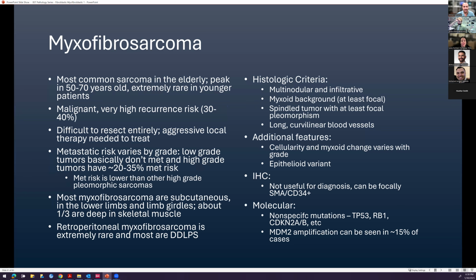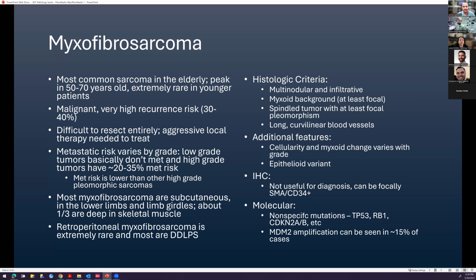So myxofibrosarcoma, most common sarcoma in the elderly, right? So they're going to be in patients usually kind of 50s to 70s. It's extremely rare in younger patients. Anything younger than 30s, I really caution against it. It's extremely rare. They're malignant.